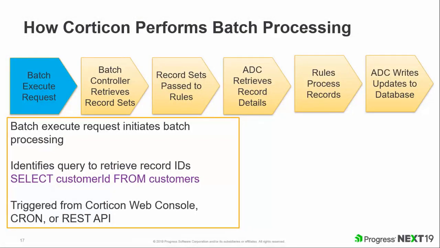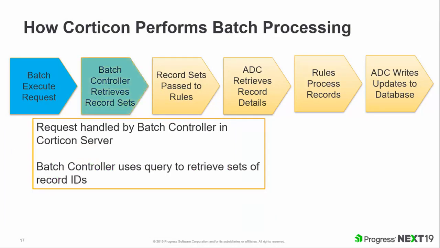There are multiple ways you can trigger the batch request. You can do it from the web console. It's a REST API call. If you want to integrate it with other systems, you can do that. So the batch controller is a new component of the Corticon server, and it basically manages the whole batch transaction, the batch processing that's occurring.